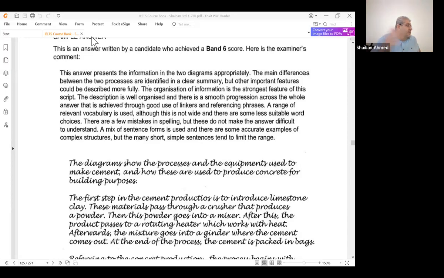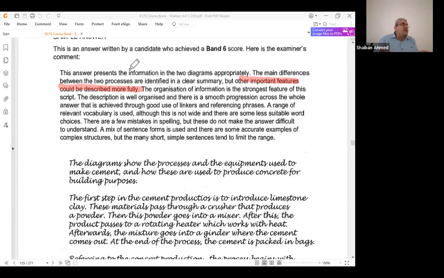The main differences, so they are differences, comparisons, are identified in a clear summary, but other important features could be described more fully. What does he mean? Topic development, show purpose and result. So if this guy described more fully to give me maybe one extra development, that means one purpose, one result, we can reach even band 8, which is, of course, a very good mark anyway.